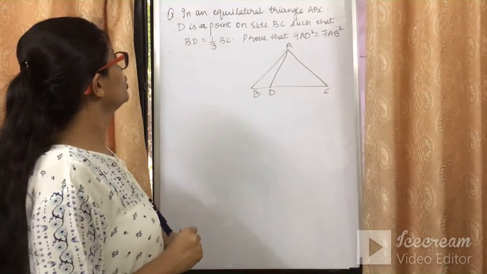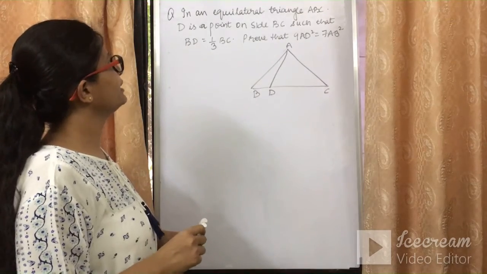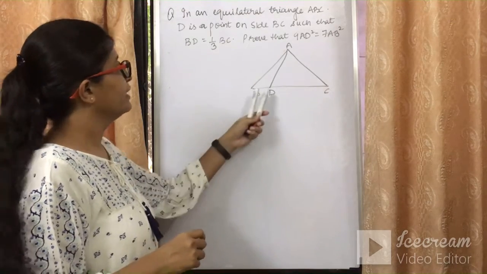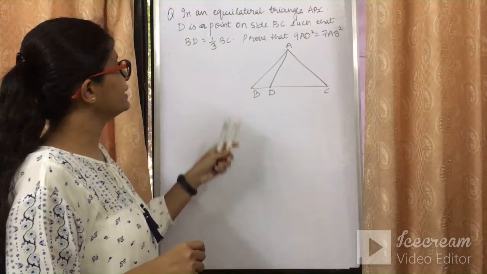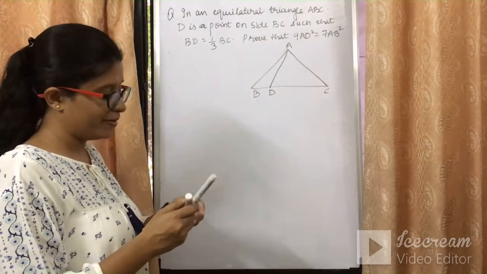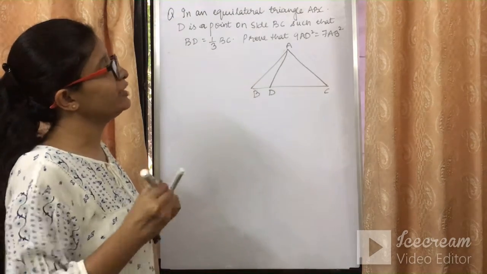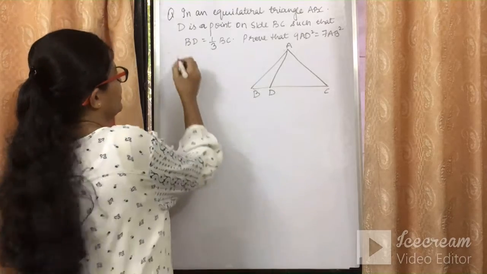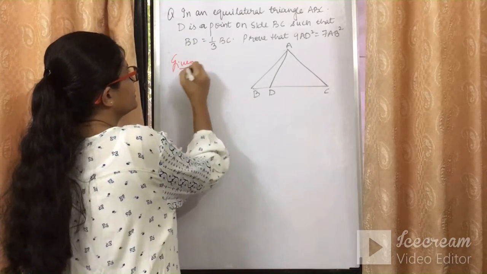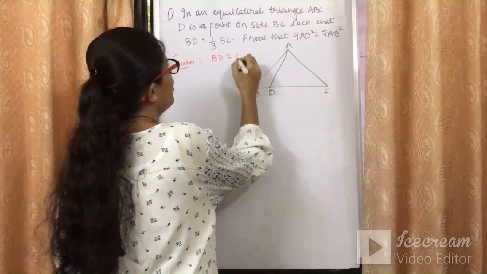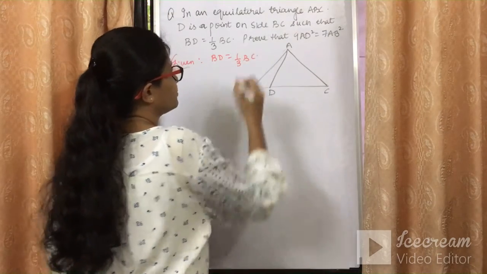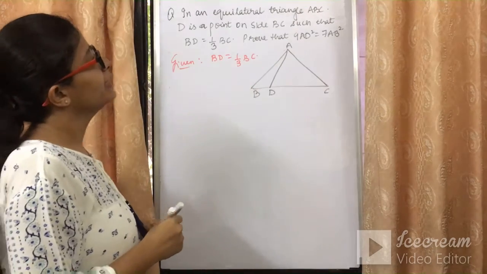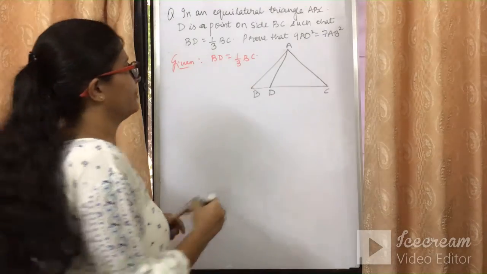Have a look into this question. In an equilateral triangle ABC, D is a point on side BC such that BD is equals to 1/3 of BC, and prove that 9AD square is equals to 7AB square. So what is given in the question is BD is 1/3 of BC. This is given in the question. What we need to prove is 9AD square is equals to 7AB square.